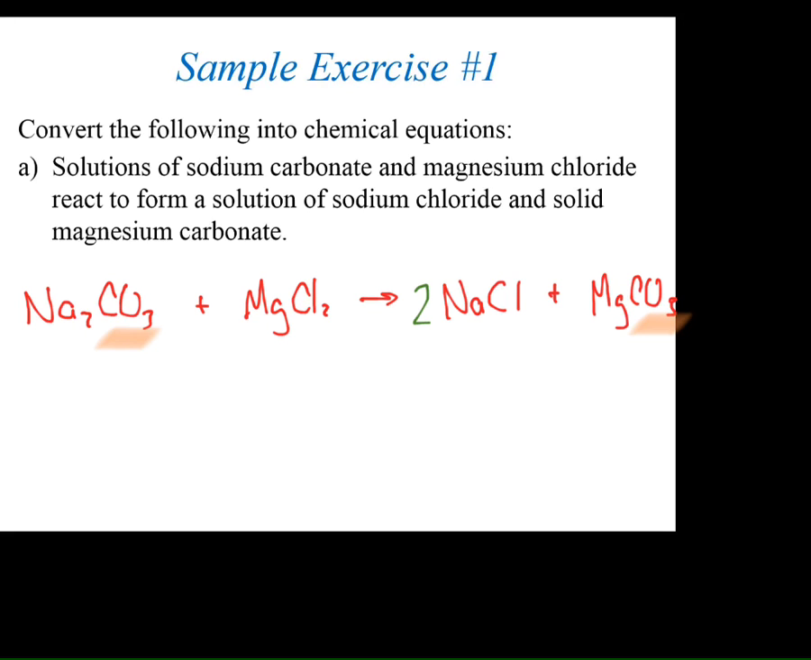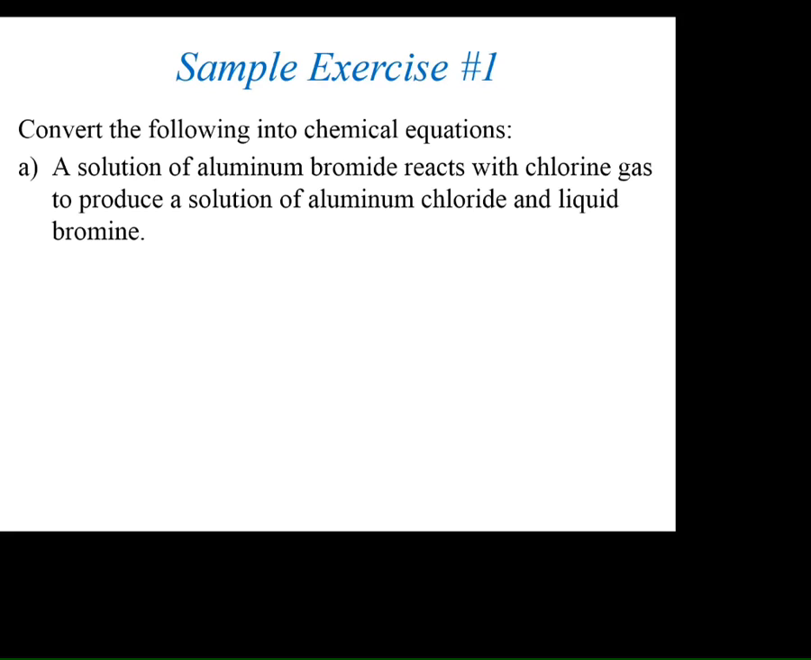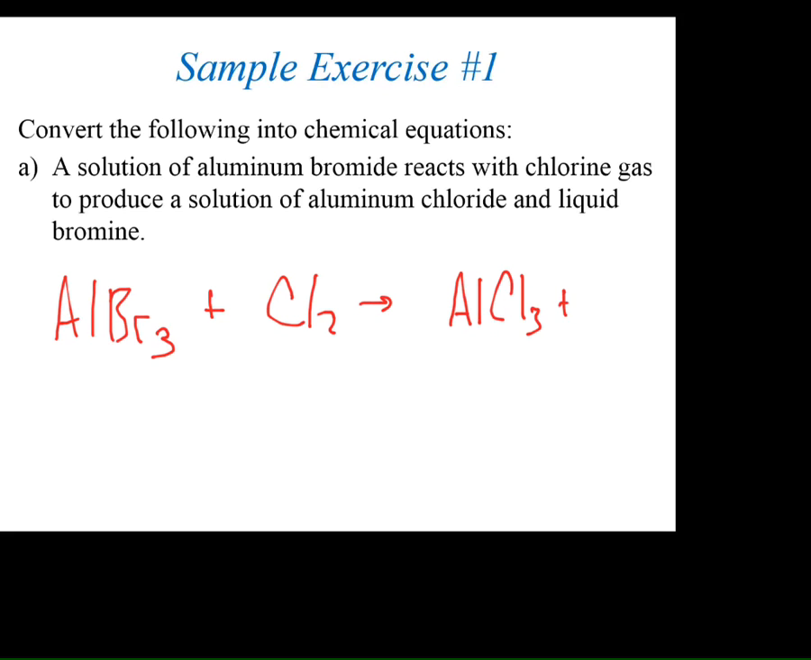Okay, let's try the next one. So she wrote a lovely equation here. We wrote aluminum bromide plus chlorine gas goes to aluminum chloride plus bromine gas. So let's balance this. Think about that. I'll ask you for your opinion here in a second. See what you think. Do your aluminum, do your bromine, do your chlorines.